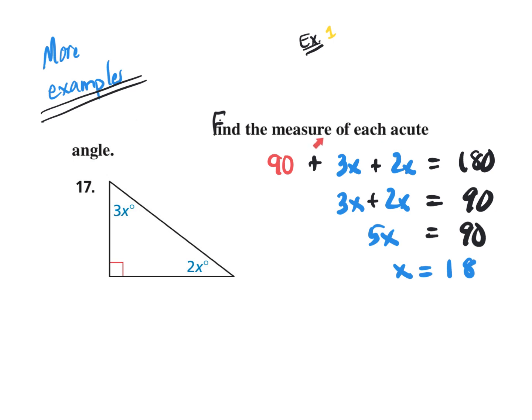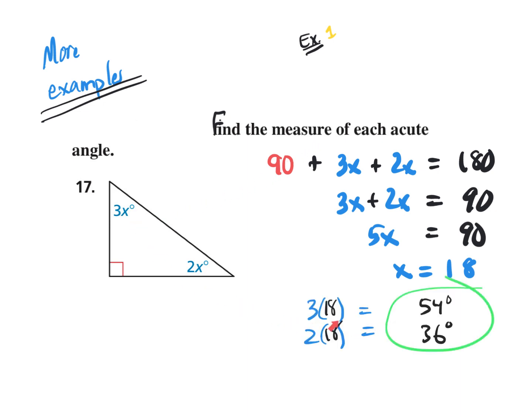But they didn't say find x, they said find the measure of the acute angles. So the acute angles are 3x and 2x, or in other words, 54 degrees and 36 degrees.